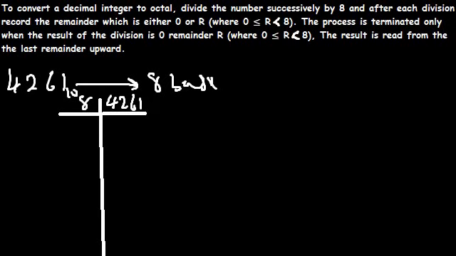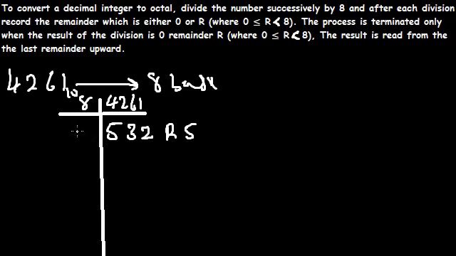Now, in how many different ways can we have 8 in 4261? Since 4261 is a very large number, and to keep this video short, I'm going to use my calculator. So I'm going to type in 4261 divided by 8. So I have 532.625. To get the remainder, I'm going to take the 0.625 and multiply it by the divisor. So 0.625 multiplied by 8 is equal to 5. So therefore, the remainder will simply be 5.